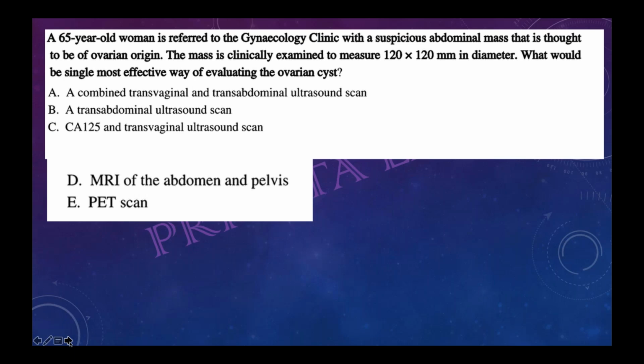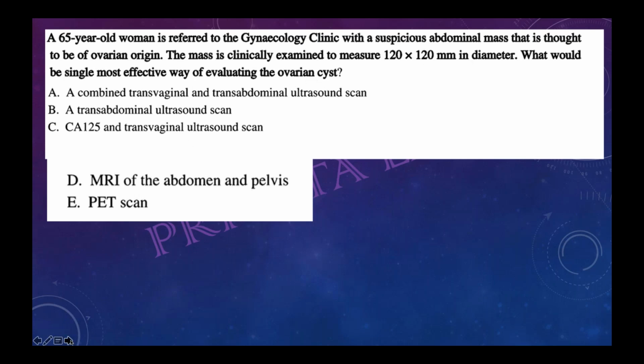A 65-year-old in the gynae clinic with a suspicious mass. The mass is 12 by 12 centimeters. What will be the single most effective way of evaluating this mass? Ma'am, is it C? CA 125 and TVS, ma'am. It is 12 centimeters, so you can't see it with TVS. Then MRI? Transabdominal ultrasound?